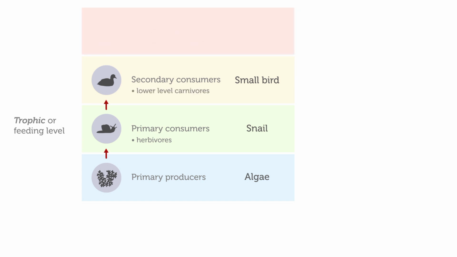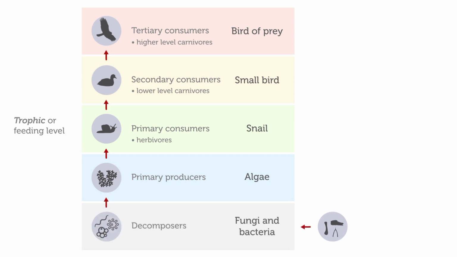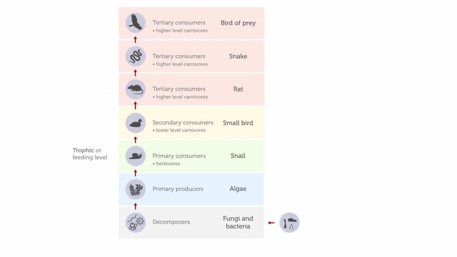Higher-level carnivores are tertiary consumers. For example, a large bird of prey like a hawk will consume smaller carnivores such as small birds. Anything that dies falls to the bottom of the pond to be consumed by fungi and bacteria, the decomposers. Another pond food chain might look like this, with more layers of tertiary consumers.